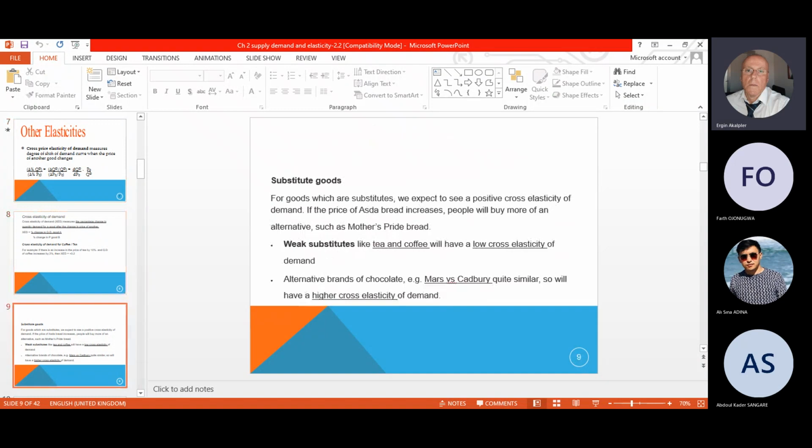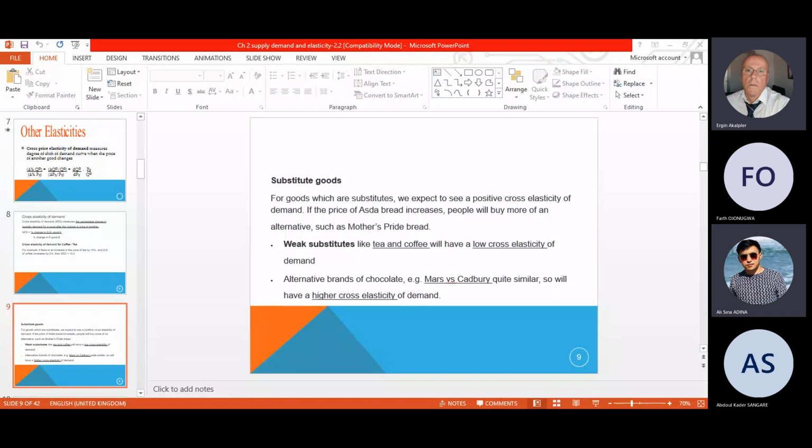Okay. The substitute goods. For goods which are substitutes, we expect to see a positive cross. I prefer to use this because this is better, I think, for you, isn't it? You are able to see this? Yes, Are you able to? Yes. Okay. Yes. I think it is better than we can read it better.